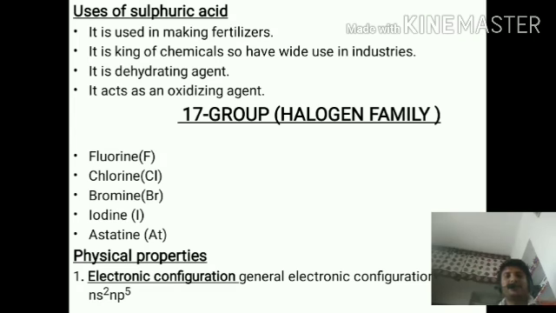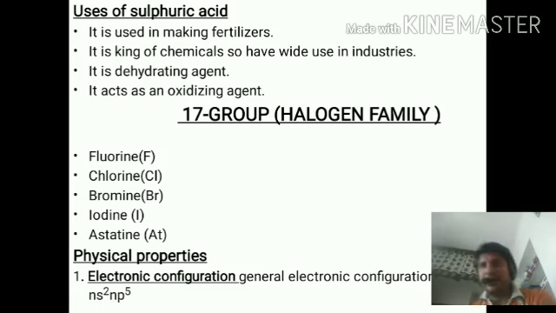Now first we will discuss the physical properties, then we will talk about the chemical properties. What are the physical properties? In the physical properties you will study the electronic configuration, atomic size, ionic radius, electronegativity, ionization energy, electron gain enthalpy, etc. First, electronic configuration.